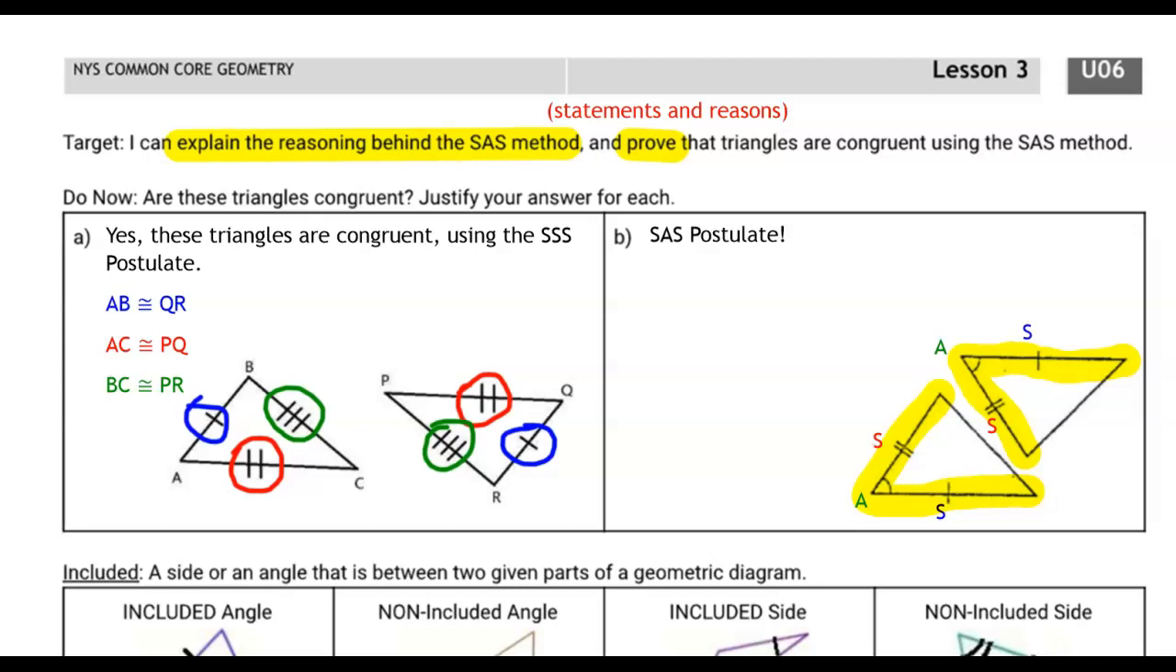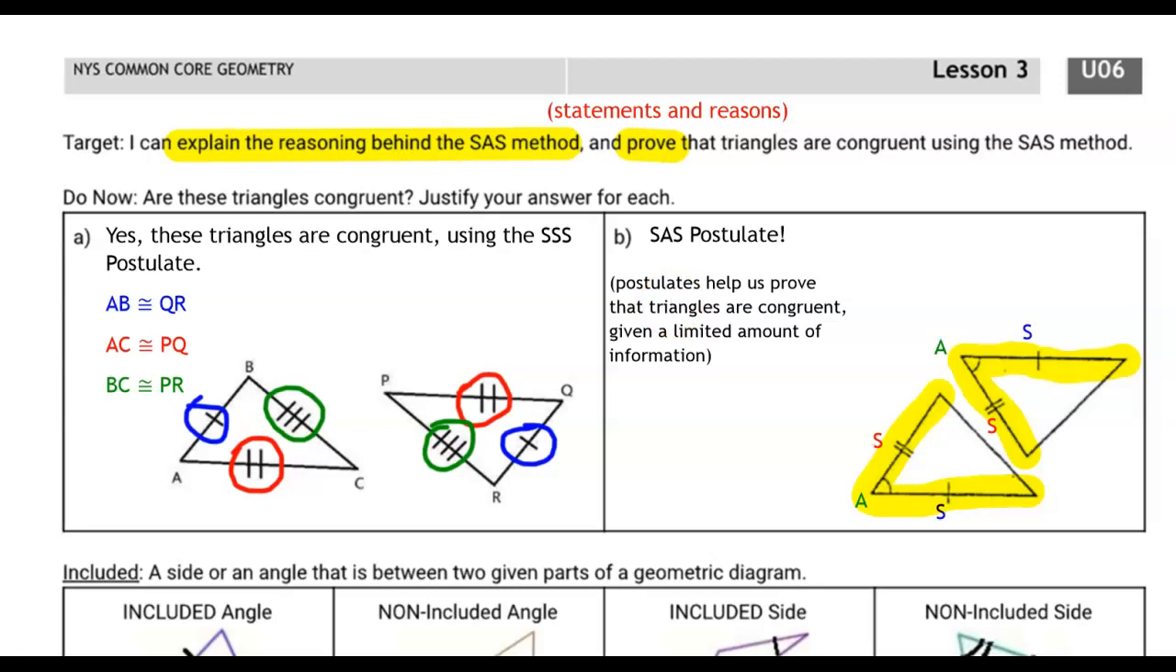Remember that the reason we use postulates like the SSS postulate and now the SAS postulate is to prove that two triangles are congruent using a limited amount of information. Normally, in order to say that two triangles are congruent, we'd have to say that every corresponding part is equal to every single corresponding part. But when we're using the postulates, they're more like shortcuts. More like if only you can prove these 3 things, then the triangles will be congruent.